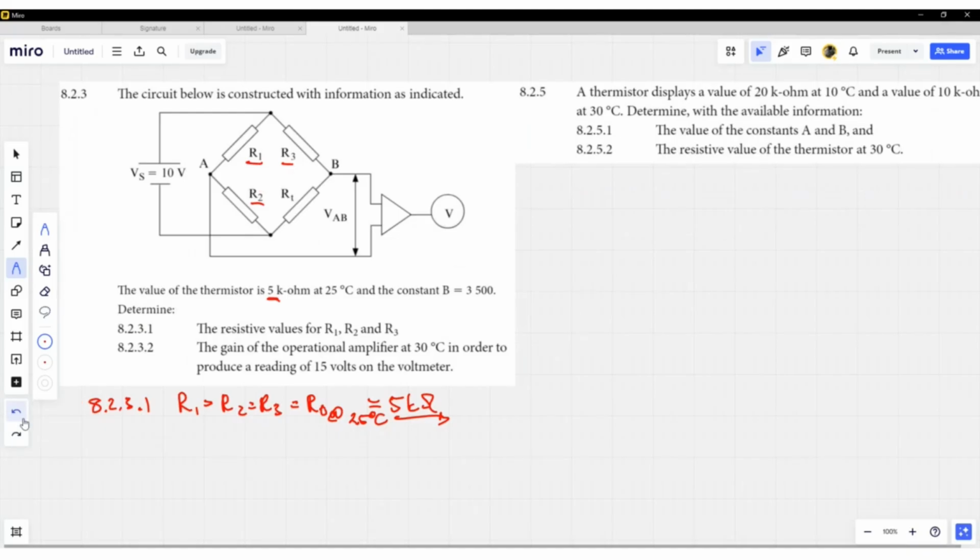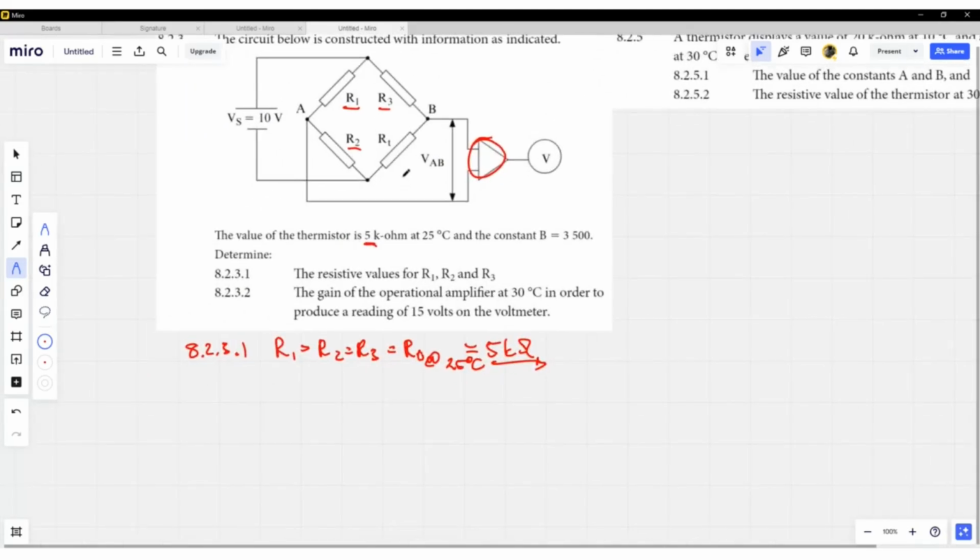Okay, so then for 8.2.3.2, they ask us to calculate the gain of the amplifier here at 30 degrees C in order to produce a reading of 15 volts on the voltmeter. Right, so this is actually quite a tricky one, because you need to know the difference between the voltages between those 2 points. The first step here would be to calculate what our thermistor resistance will be at 30 degrees C. That will help us greatly.